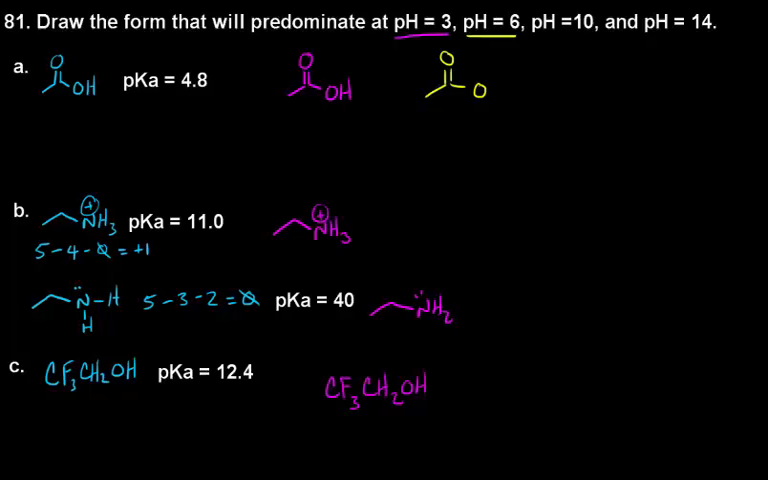For the protonated ammonium, the pH is still less than the pKa, so this guy's still going to be protonated, just like this. And for the regular amine, the pH is still way below the pKa, so it's going to remain the same. Nothing's going to change. And for this alcohol, the pH is still pretty much below the pKa of 12, so it's not going to change either. So CF3, CH2, OH. Other than the first example, nothing's really happening.